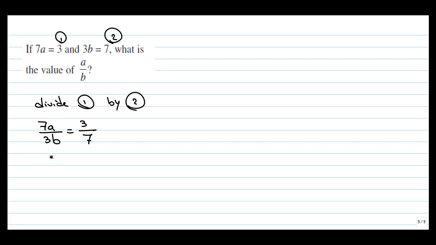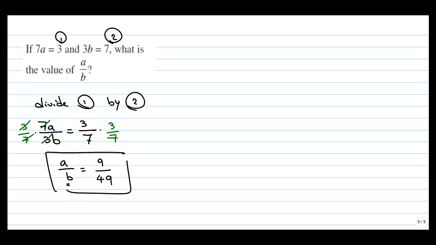All right. Now you try to simplify it a little bit because we want a over b. We don't want this 7 over 3. So again, what you do is you multiply both sides by the reciprocal so that you can cancel out 7 and 3. Here, this way. Continue simplifying. A over b will equal 3 times 3 is 9, and 7 times 7 is 49. And that would be the final answer.